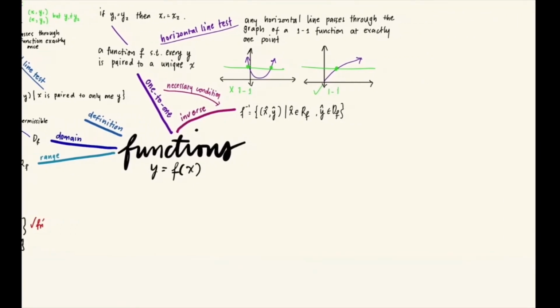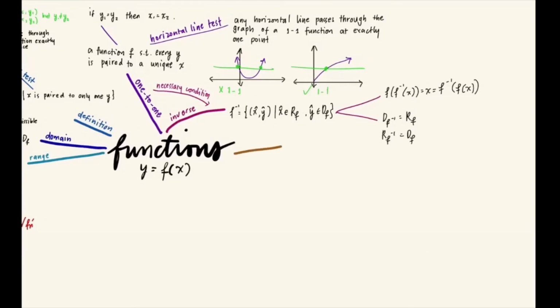The one-to-one-ness of a function is a necessary condition for the existence of the inverse, meaning it has to be one-to-one for it to have an inverse. The inverse of a function must also satisfy the composite condition: f of f inverse of x must be equal to x, and f inverse of f of x must be equal to x. Since we're just swapping, the domain of the inverse is the range of the function, and the range of the inverse is the domain of the function.